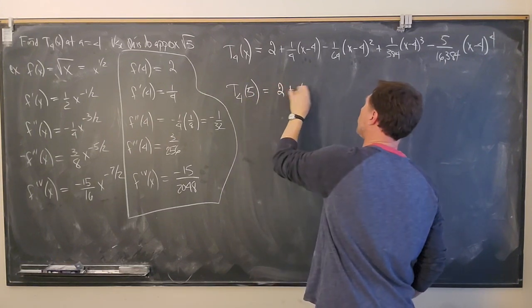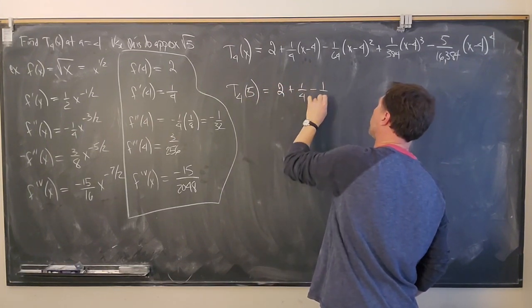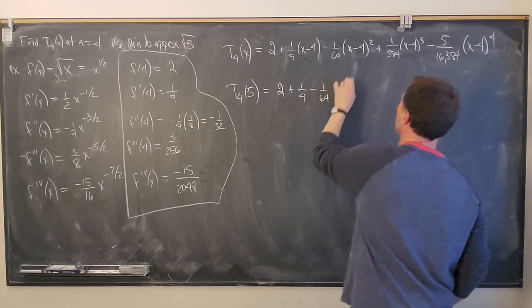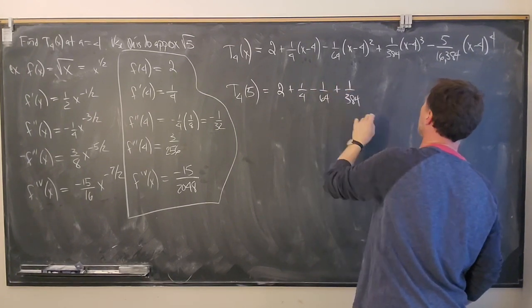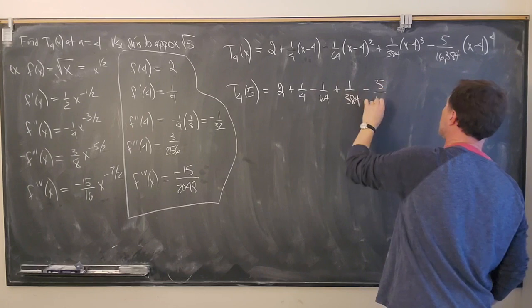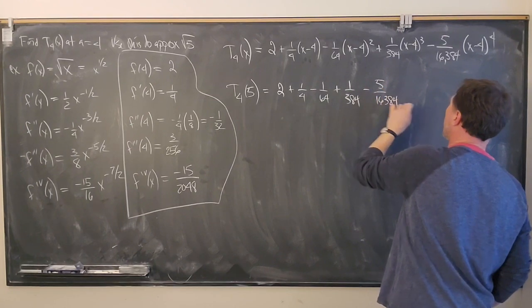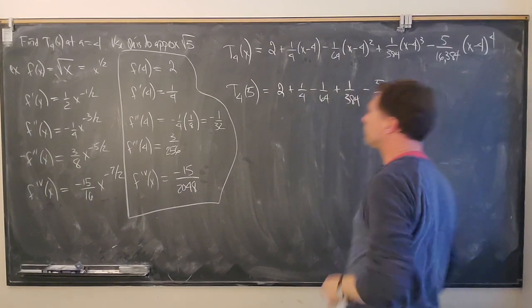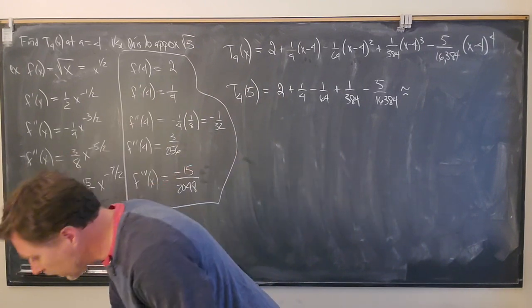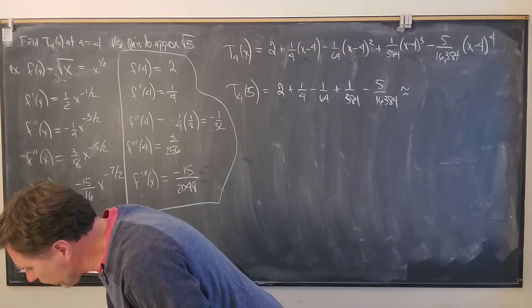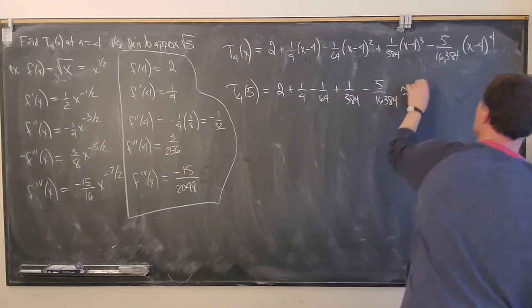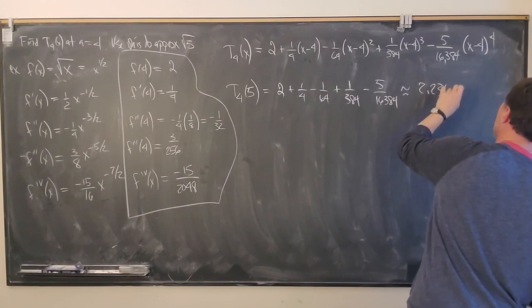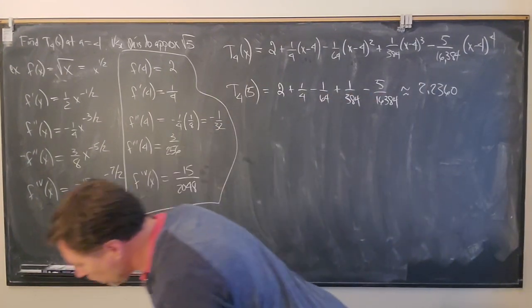So that would be 2 plus 1/4 minus 1 over 64 plus 1 over 384 minus 5 over 16,384. And if you do this, you can do that very quickly in the calculator, and it gives me 2.236, 2.2360229.